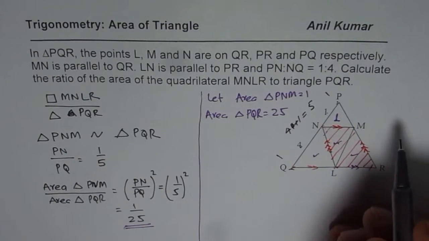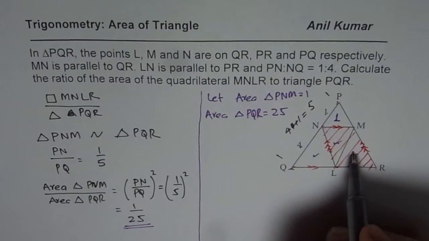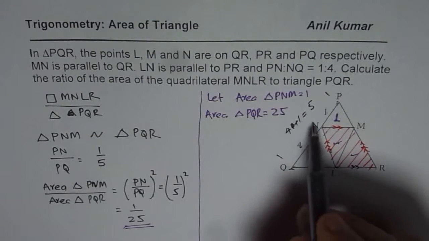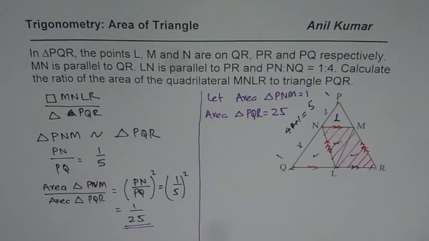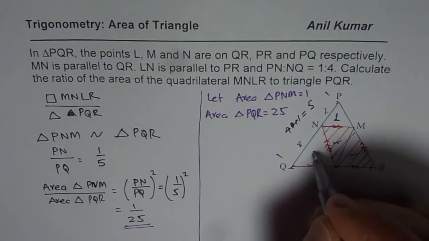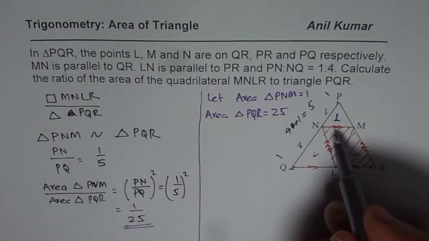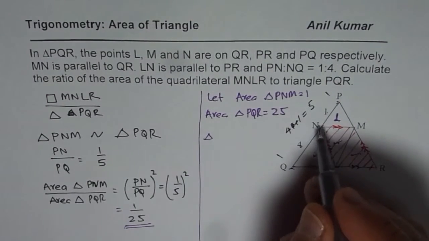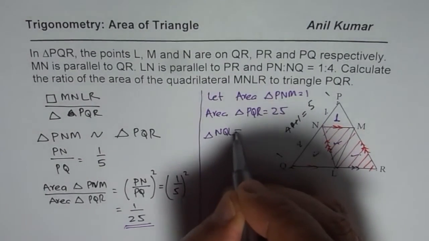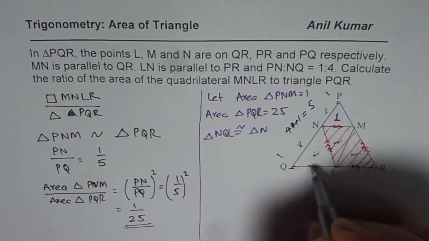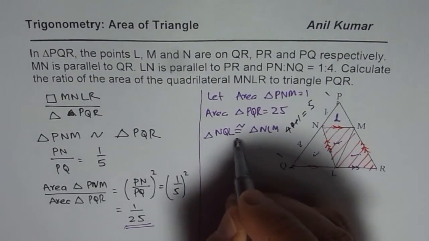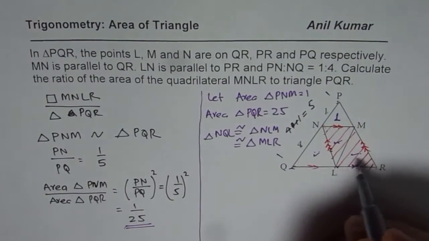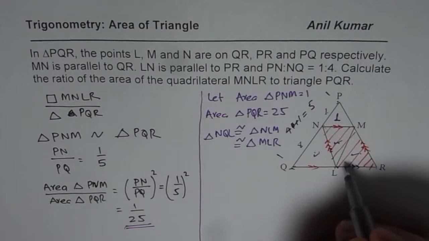Now, you can prove that these 3 are congruent triangles, since we know that these 2 sides are parallel and these 2 sides are parallel. You can prove that these 3 triangles are equal. At least you can prove this and this are equal, and then you can prove that one also. So I'm leaving that proof for you. So triangle NQL is congruent to triangle NLM, which is also congruent to triangle MLR. That means the rest of the area is divided equally.